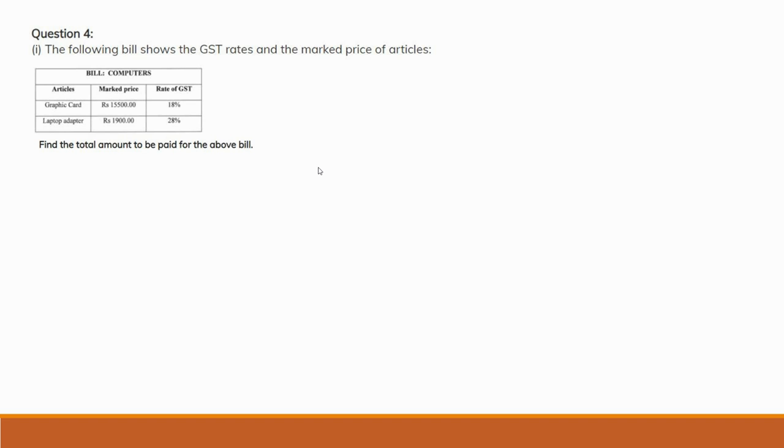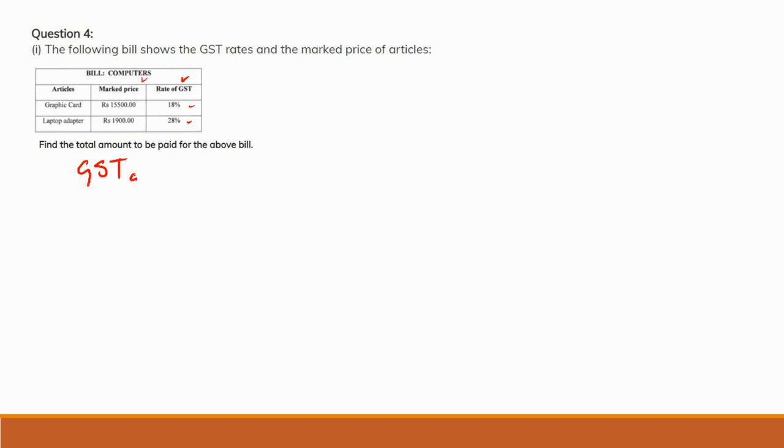The following bill shows the GST rates and the marked price of the articles. So they have given us the marked price here and the GST is here. What is the total amount to be paid for the above bill? So first they have given us a rate. We need to find what are the GST amounts.